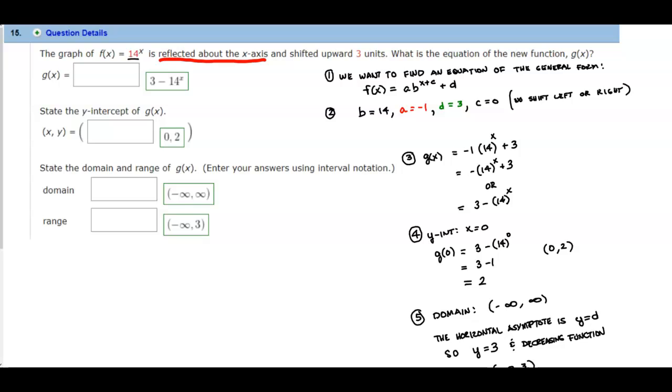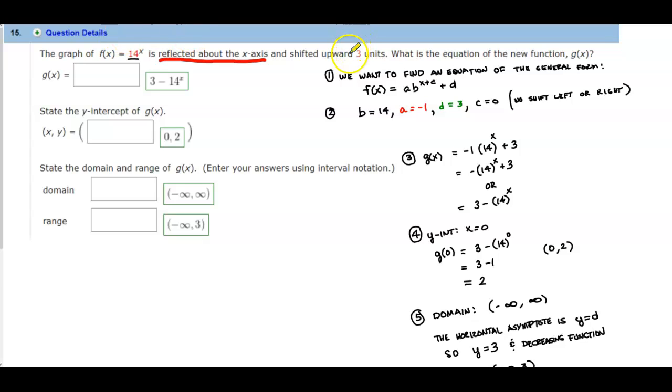Okay, so for section 6.2, number 15, the graph of the function f(x) = 14^x is reflected about the x-axis and shifted upward 3 units. What is the equation of the new function?